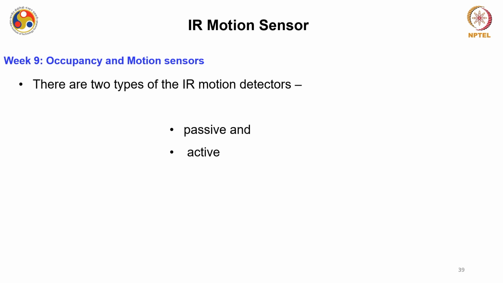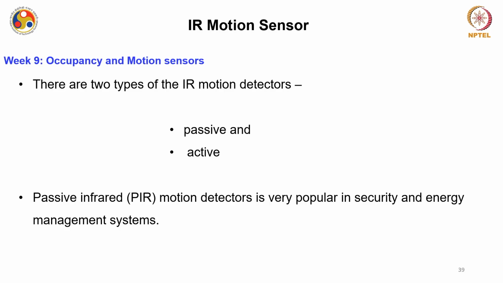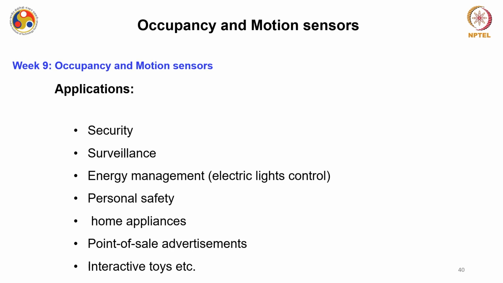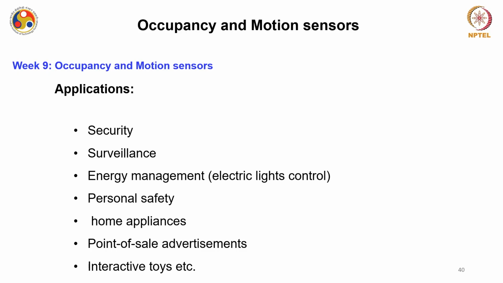We have also discussed the IR motion detectors. There were two types of IR motion detectors, passive and active devices. The passive infrared motion detectors, or PIR motion detectors, are very popular because of their application in security and energy management systems, so we have seen the PIR sensors in some more detail. The applications of these occupancy and motion sensors were not limited to the smart building, but were also equally useful for security, surveillance applications, energy management, personal safety, point of sale advertisement, and interactive toys.